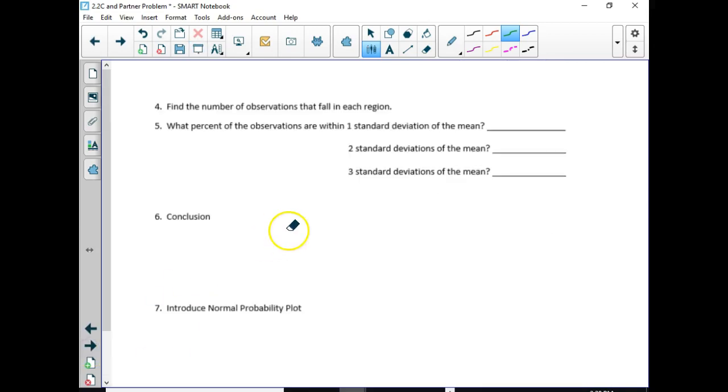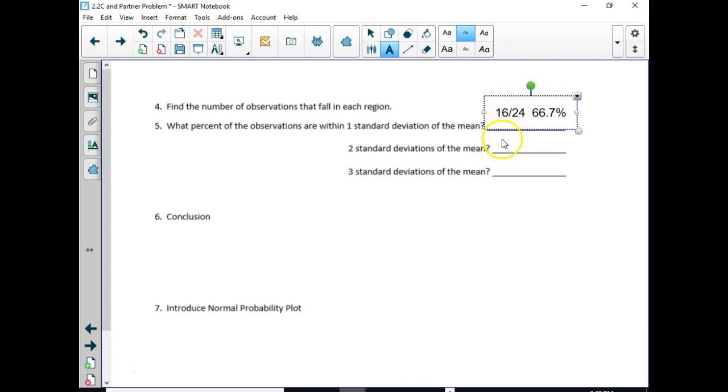Next, it wants us to find the percentage. So I'm going to take 16 divided by 24. When I type that in my calculator, I get 0.66, so that's 66.7%. Next, I had 23 divided by 24. And 23 divided by 24 gives us 95.8%. And then finally, 24 to 24.